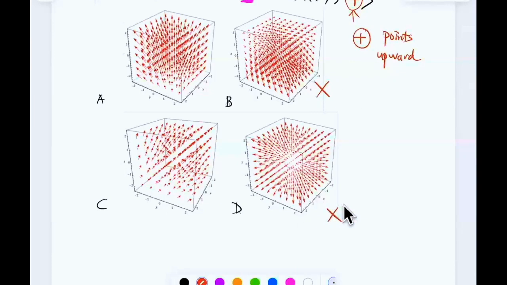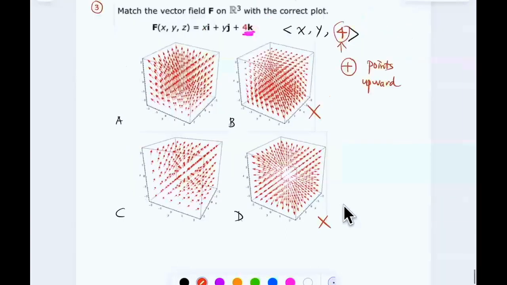And what else can we do? If you plug in negative to the x value and negative to the y... Yeah, okay, very good. So you can try to plug in some point, x and y. If you plug in 0 for x and 0 for y, you should have stuff pointing straight up the middle. And the only one that has that is A.